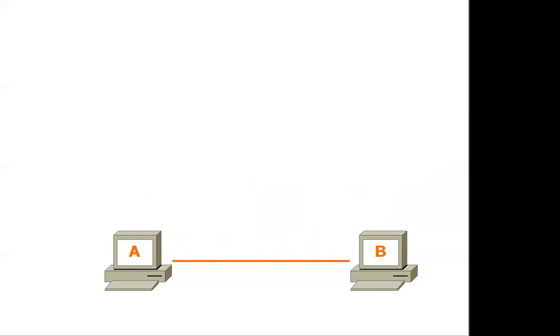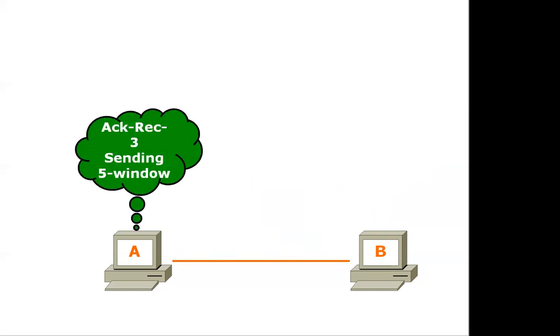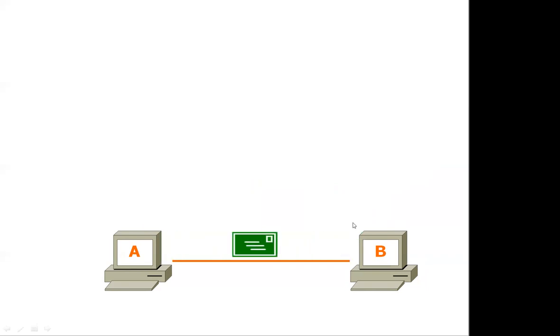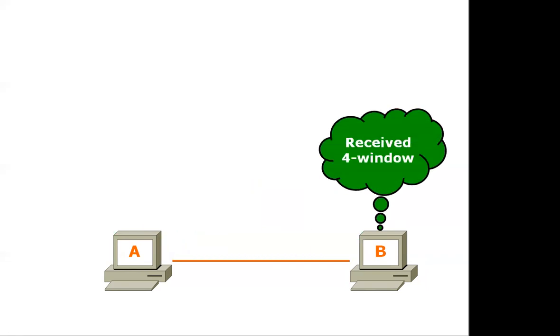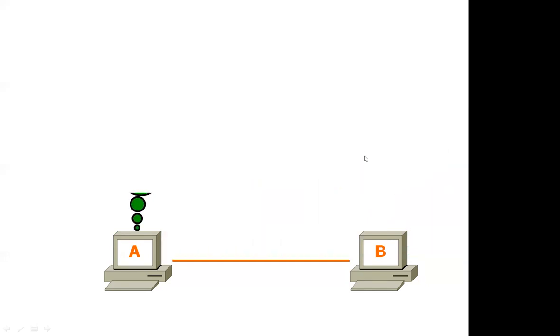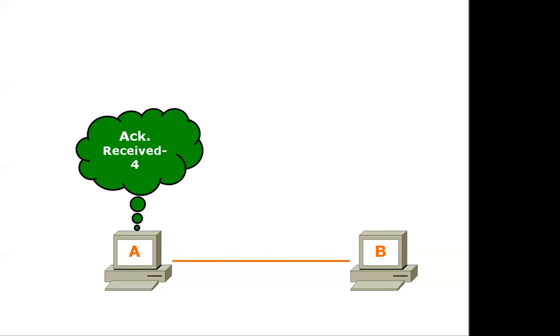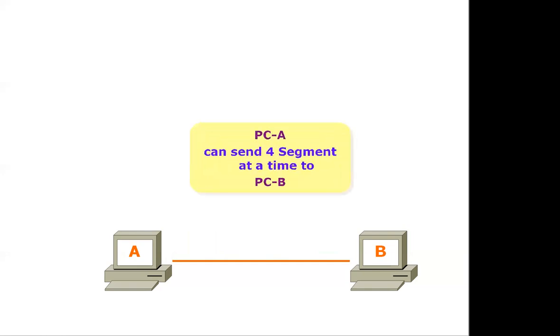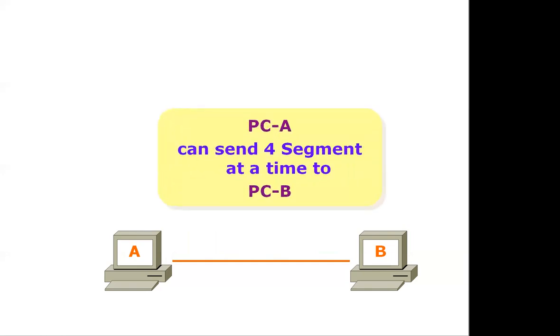Now, acknowledgement is there. The next time, A sends 5 windows to B, like 5 messages: 1, 2, 3, 4, 5. But B receives only 4. So what is the meaning of this process? When 3 are sent, 3 are received. When 5 are sent, 4 are received. It means PCA can send 4 segments at a time to PCB. We have to discuss how many segments at one time PCA can send to PCB.